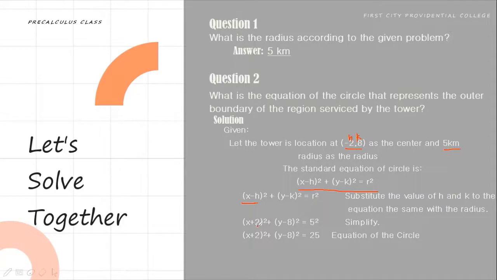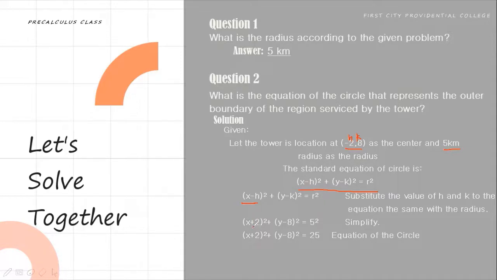Substitute. So our h here is -2, okay? So teacher, why x plus 2, not x minus 2? As you can see in standard form, this is minus h. And our given is -2. So for us to determine what the operation will be, we multiply -2 by the negative here in the standard equation. Negative times negative is positive, so plus 2.